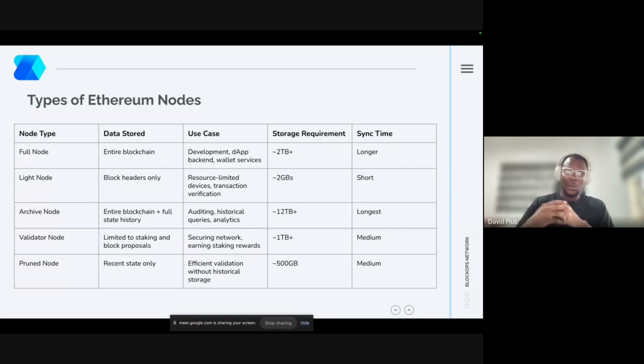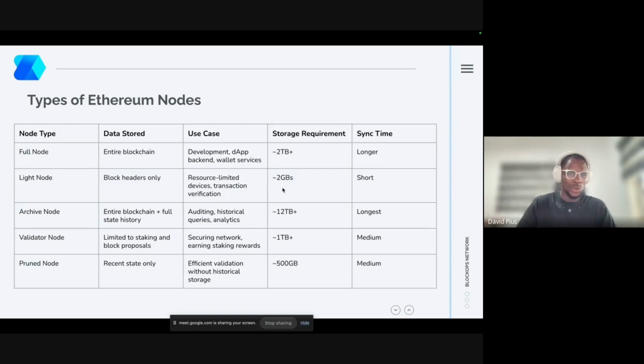The sync time for a full node is a little bit shorter compared to the archive node. For a light node, it's very short. You could have your node sync in even 5 or 6 hours, depending on your network. For an archive node, it takes a long time. Just imagine, depending on your network, sometimes it might take up to a day, a day plus, or 2 days, depending on how fast your bandwidth is.